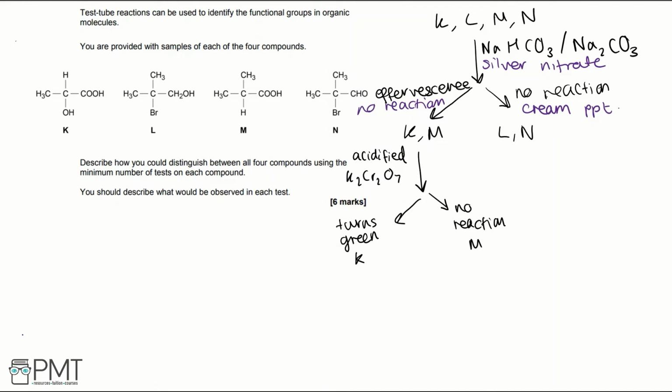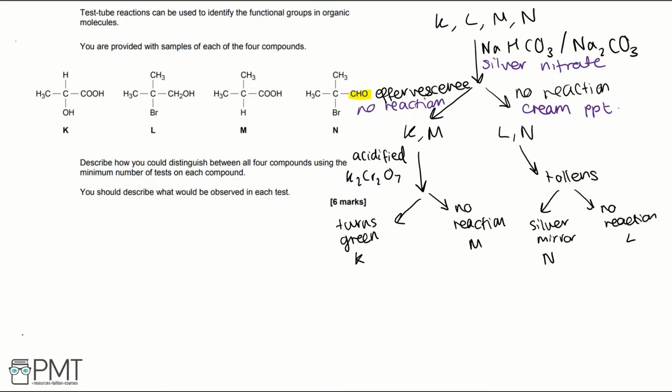So now we just need to separate between L and N, which we can do because N has an aldehyde functional group here. And the test for an aldehyde functional group is reacting with Tollens reagent. And the positive test is a silver mirror produced. So the silver mirror is going to show an aldehyde, which is going to be N. And then if there's no reaction, that's going to be L. So this flowchart is a great way to distinguish between all 4 compounds, and you can easily identify them.